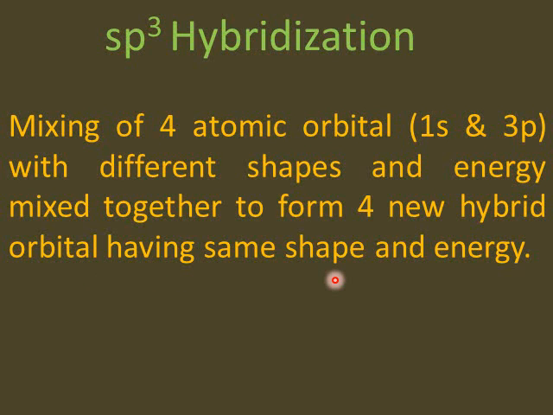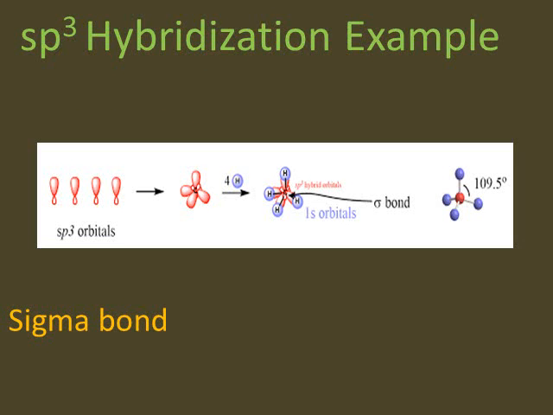Now we have studied that in the excited state, carbon moves its electron to pz from 2s. So 1 s and 3 p orbitals are involved: px, py and pz. All these 4 orbitals mix together to give 4 new hybrid orbitals. Like in sp3 hybridization, we can discuss the example of methane. Here is an example of CH4, which is also known as methane or marsh gas.